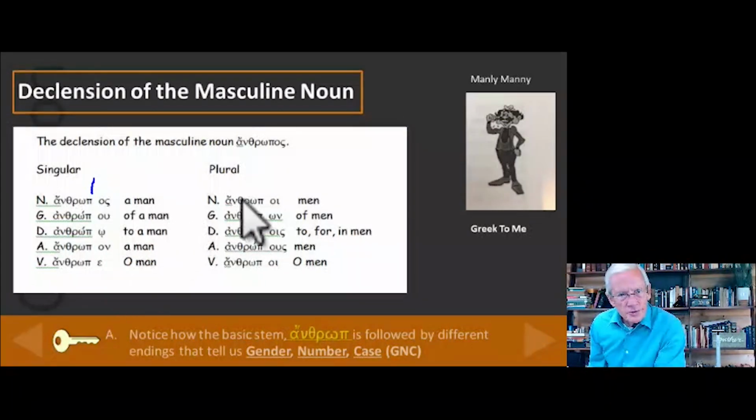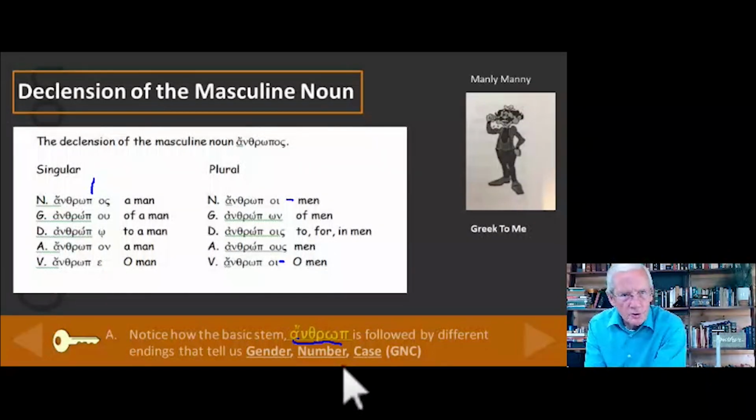You'll also notice here that the plural nominative and the plural vocative both have the same endings. Say, how in the world can I distinguish? It's going to be the sentence that will determine which it's going to be. So here we have anthrop down at the bottom, followed by different endings that tell us the gender, number, and case.